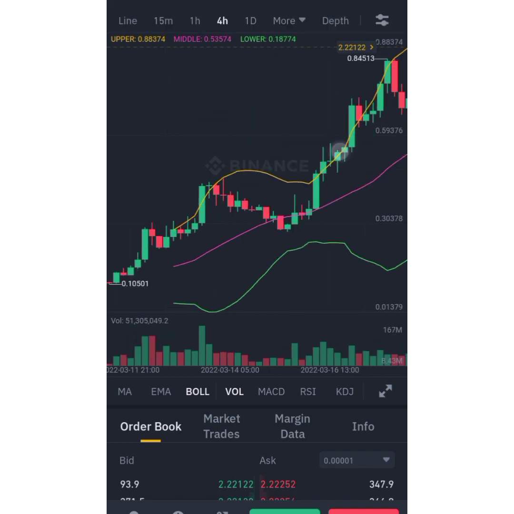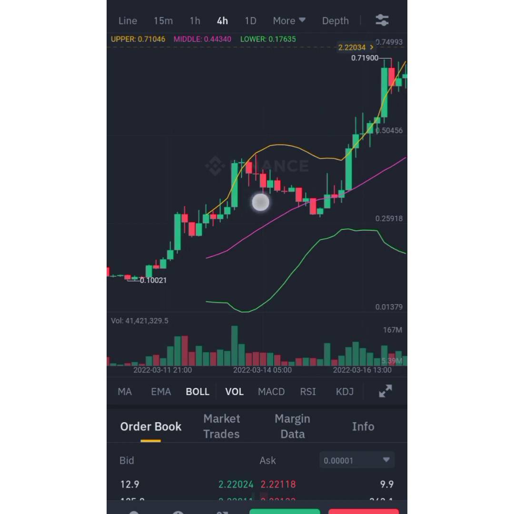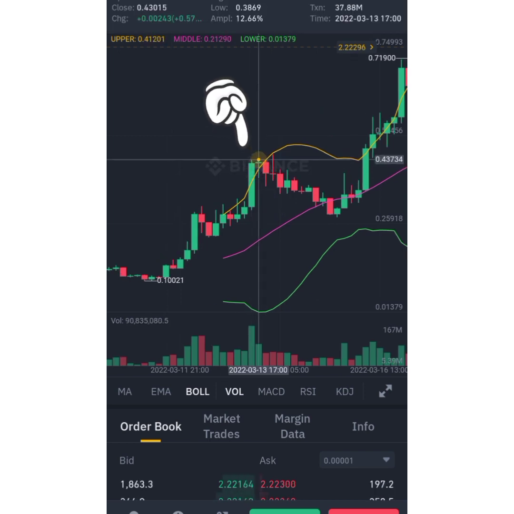Now let's search for other ones. Good. You can see at this point here, I'm talking about this particular place here. You see we closed a candle. We closed the bullish candle above the Bollinger band, above the upper band.